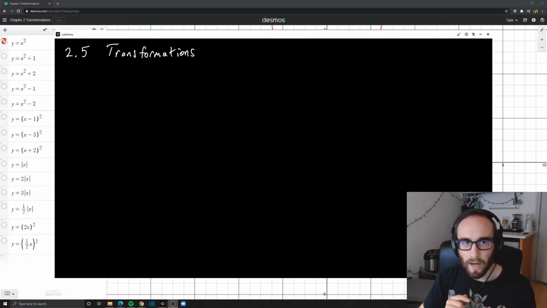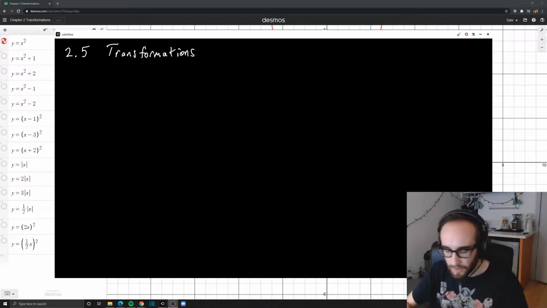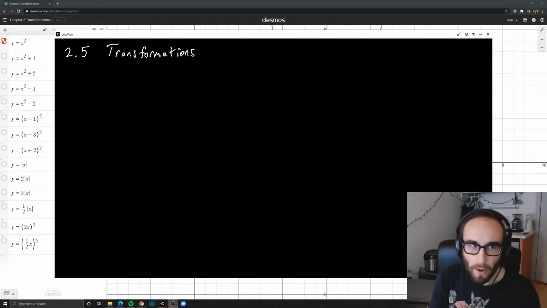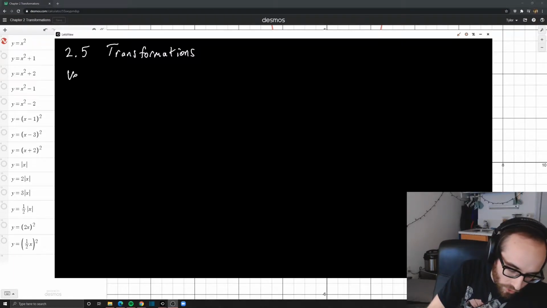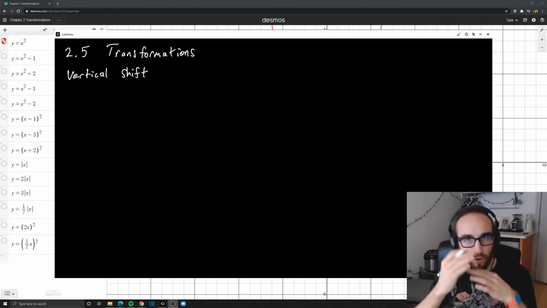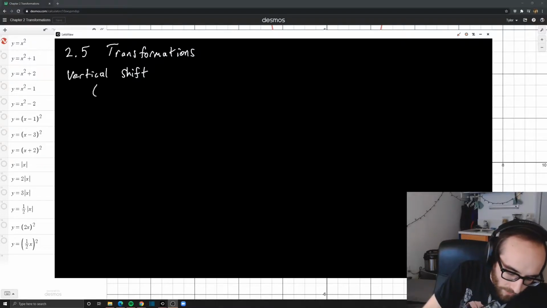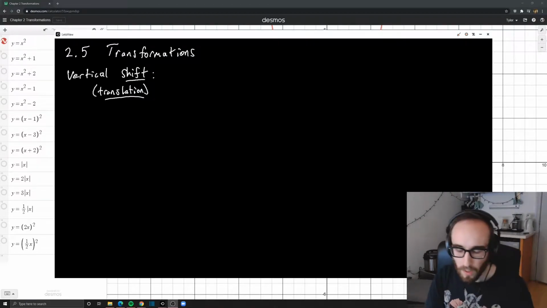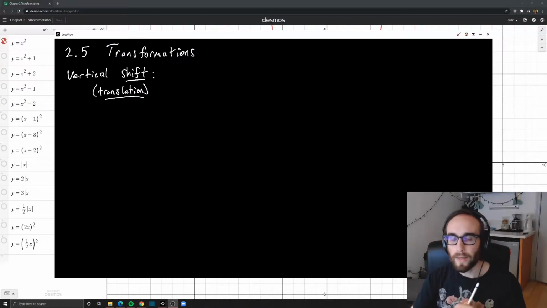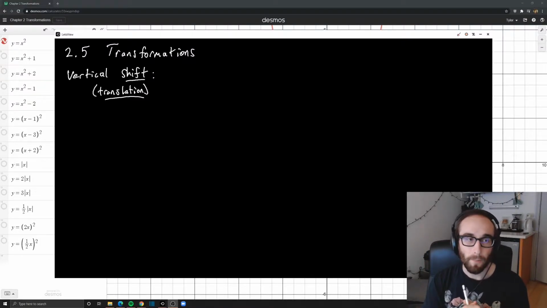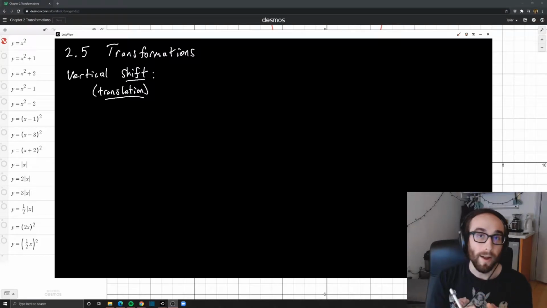Okay, so we're looking at transformations. We're going to look at a few different types of transformations. The first type that we'll look at is vertical shifts. So we have vertical shift. A shift is just a movement. Vertical is up and down. You might also see this written as a translation, vertical translation. So shift or translation. Vertical shifts happen when we are adding or subtracting a number outside of where x is located in our function.